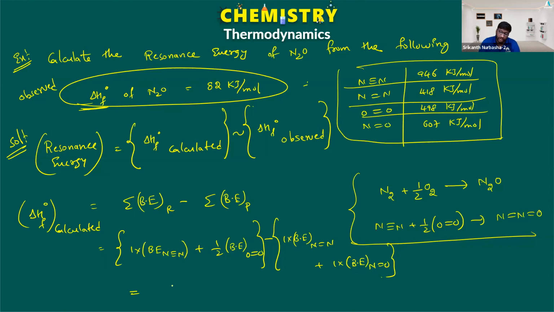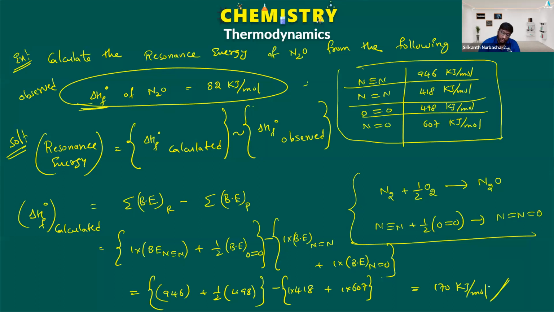Bond energy of N triple bond N is 946, same units, plus half of O double bond O is 498, minus N double bond N, 1 into 418, plus N double bond O, 1 into 607. Try to solve this. You will get the answer approximately 170 kilojoule per mole. So this is the delta H naught calculated.